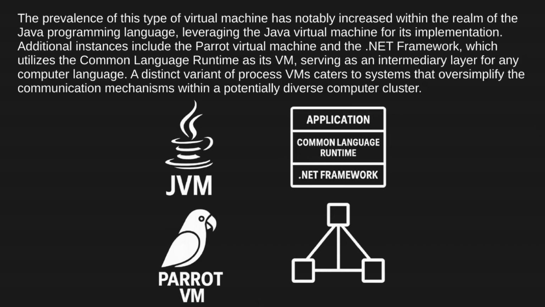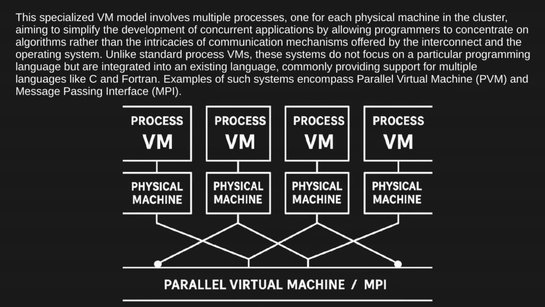A distinct variant of process VMs caters to systems that oversimplify the communication mechanisms within a potentially diverse computer cluster. This specialized VM model involves multiple processes, one for each physical machine in the cluster, aiming to simplify the development of concurrent applications by allowing programmers to concentrate on algorithms rather than the intricacies of communication mechanisms offered by the interconnect and the operating system.